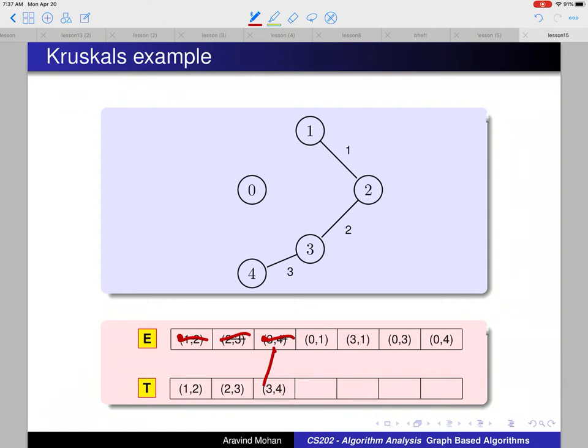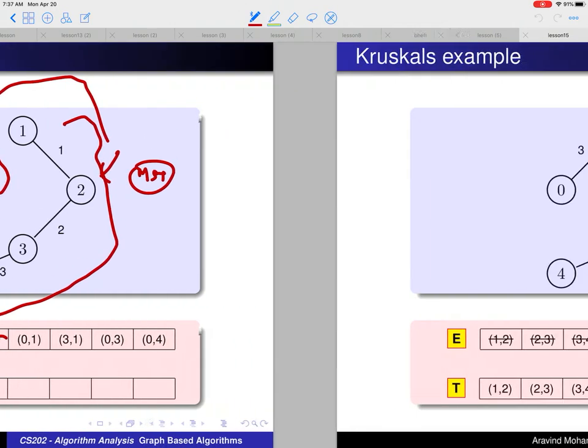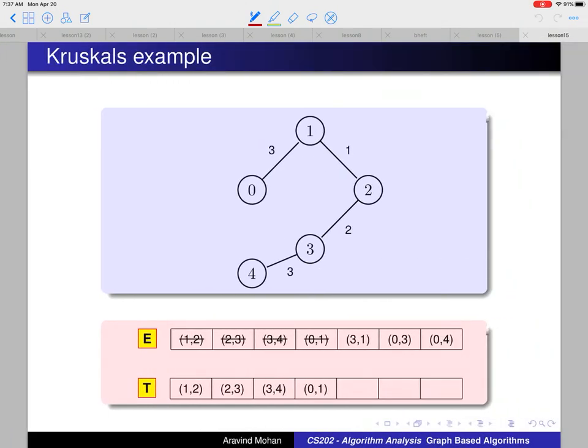You see how that MST is slowly building there. This is the spanning tree, as you can see right here. The spanning tree is slowly getting formulated. The next one in the sequence would be 0 1. We simply add 0 1 to that subset T because it didn't lead us to any cycle yet.